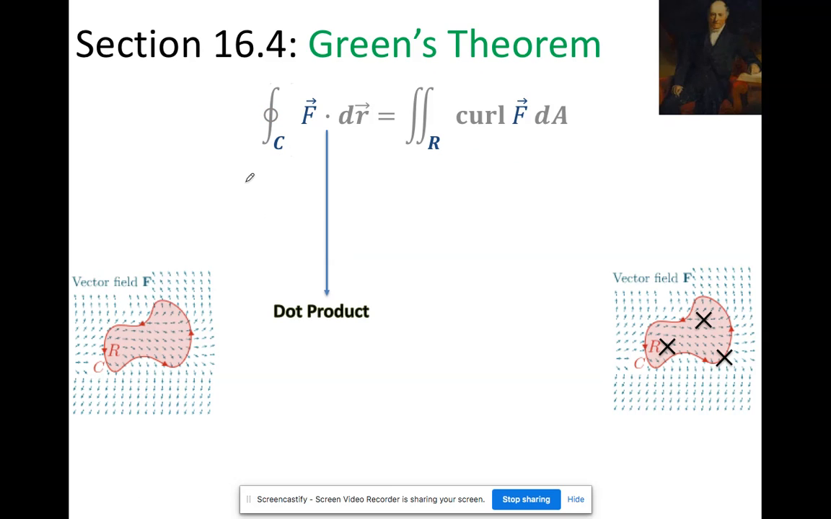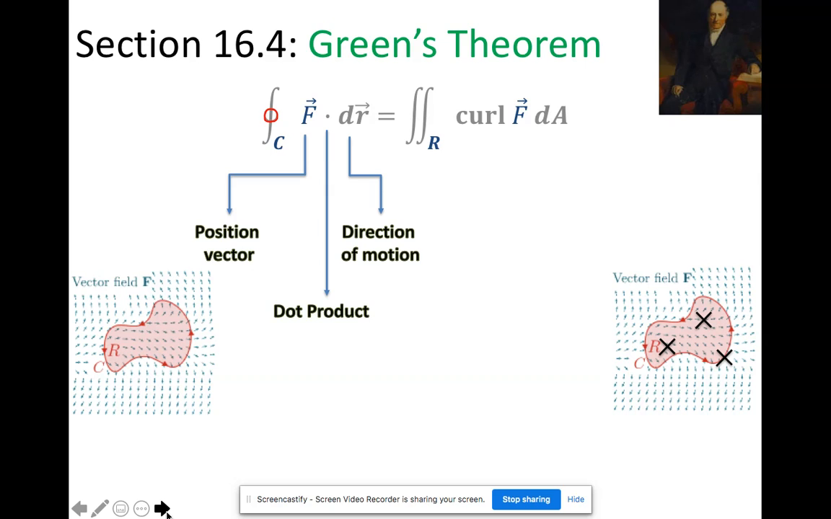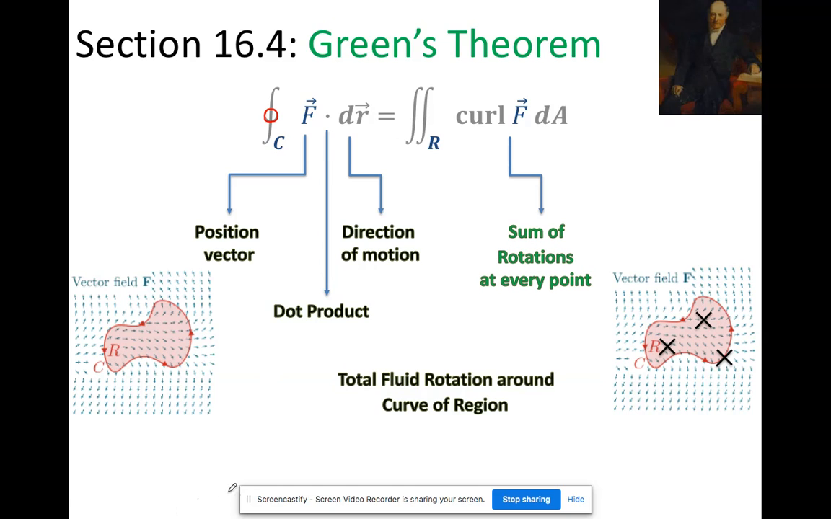Remember, the single line integral that represented circulation was a dot product of your vector field with your direction of motion vector, right? And then we summed them all up and we got the total fluid rotation around the curve of the region, circulation. What Green showed is that you get the same value if you sum all of the rotations at every point, all of our little jennies, over the area that the curve encloses. Crazy, right?